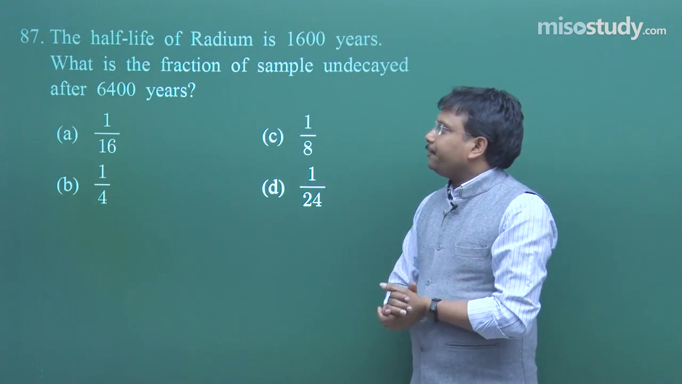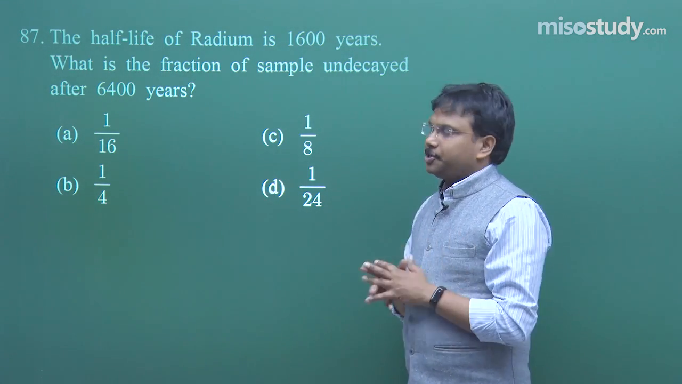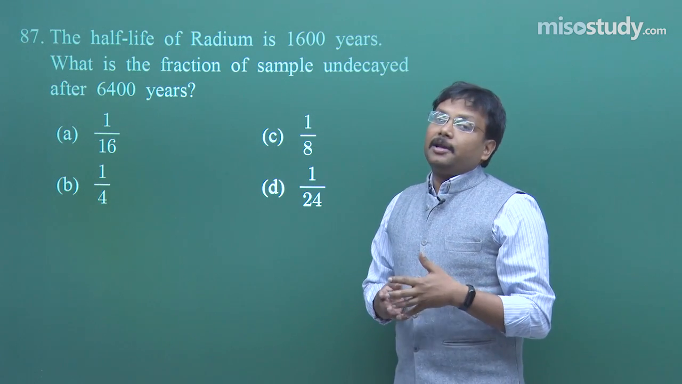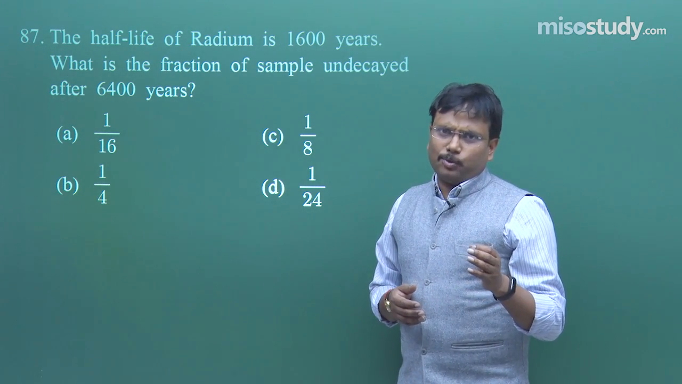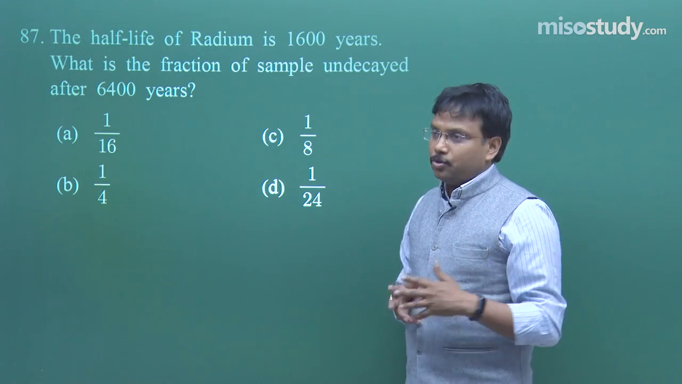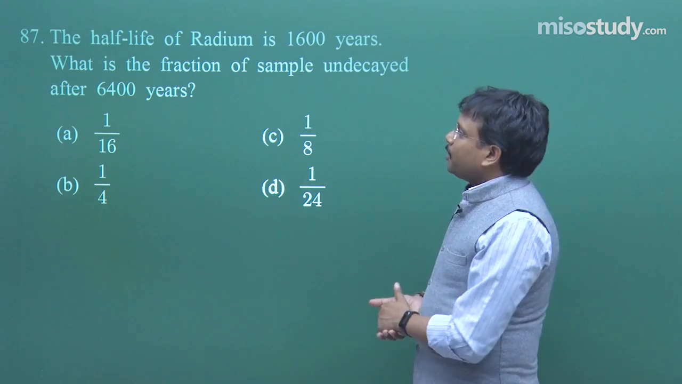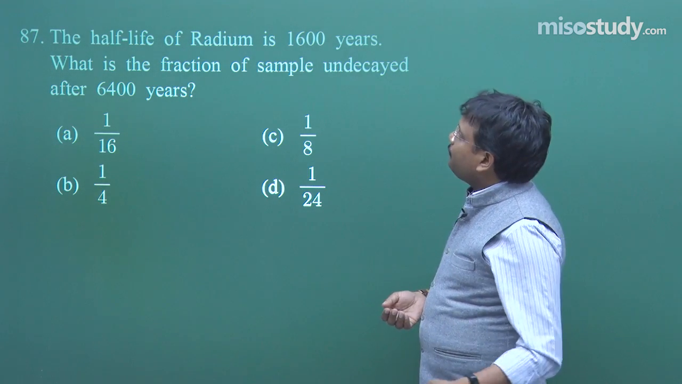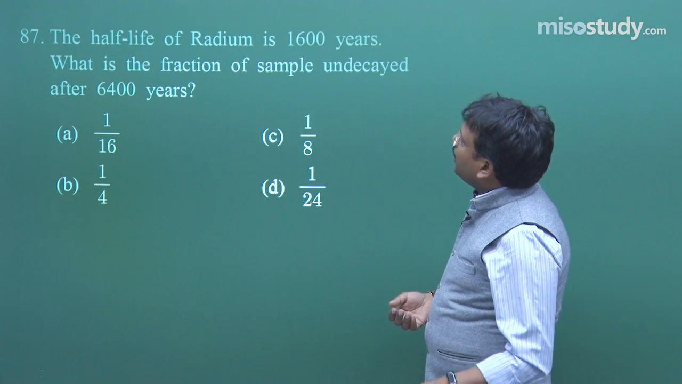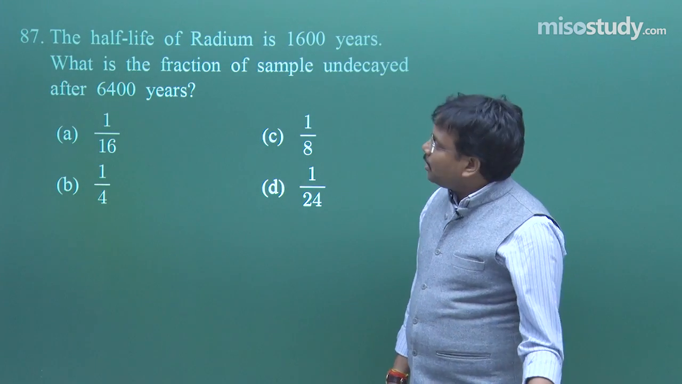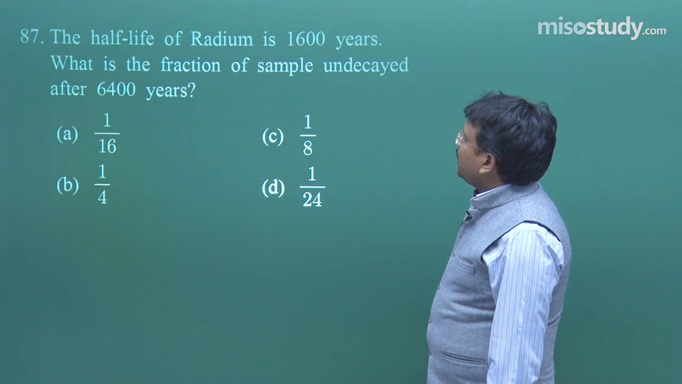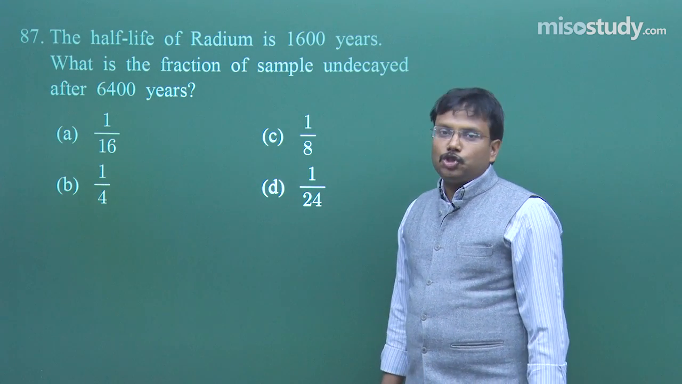So, let us take a look at this particular question. Although it is a simple question, sometimes in radioactivity problems there is a possibility that some calculations may be long. So, you just have to take care of that aspect. The half life of radium is 1600 years. What is the fraction of sample undecayed after 6400 years?